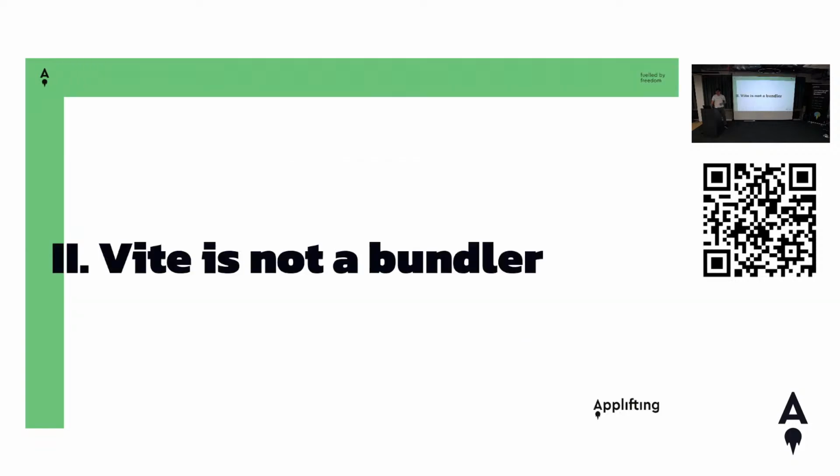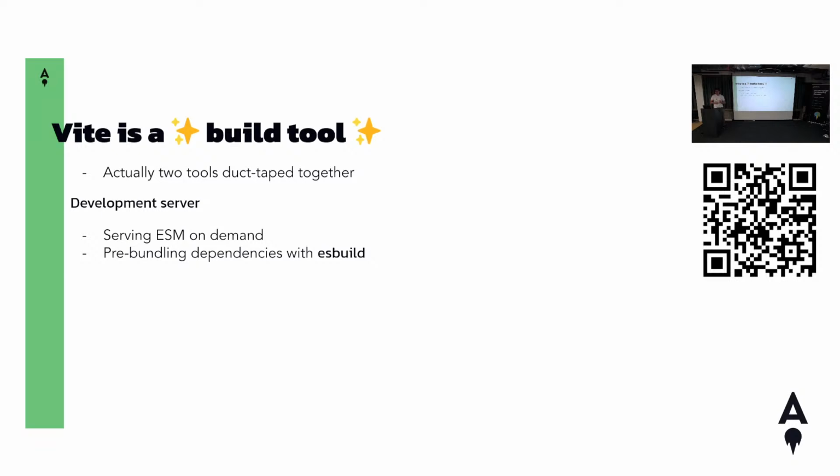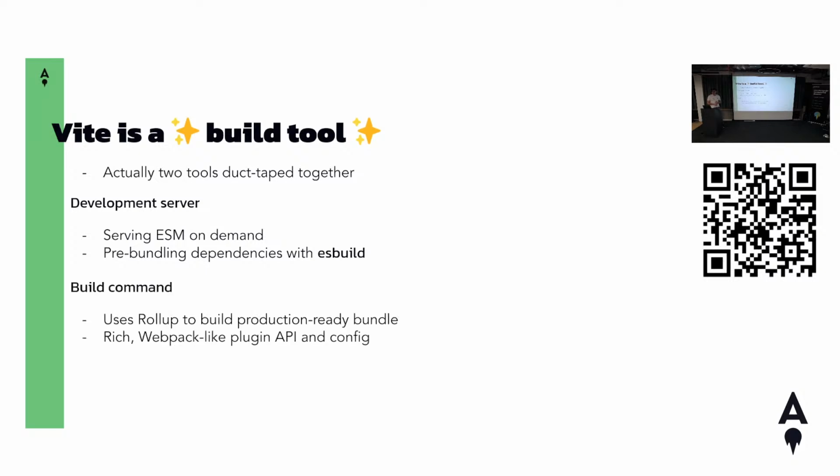Moving on. Vite. So we all know that Webpack is a bundler, right? And so it stands to reason that if we should replace it, it's probably also a bundler. But it's not really. It's a build tool, and it's actually two tools which are kind of duct taped together. The first of which is a development server, which serves ESM on demand and pre-bundles dependencies with ESBuild. And the other thing is a build command, which uses Rollup under the hood to build production-ready bundle and has rich Webpack-like plugin APIs and config.